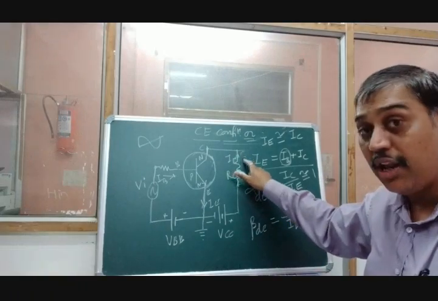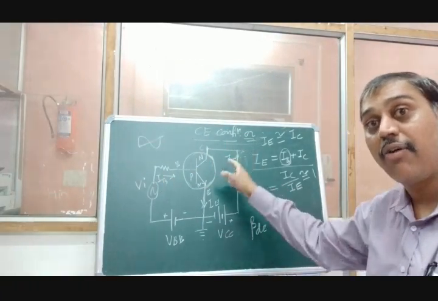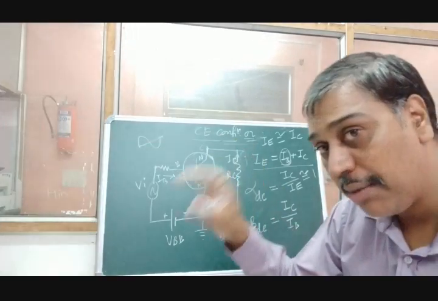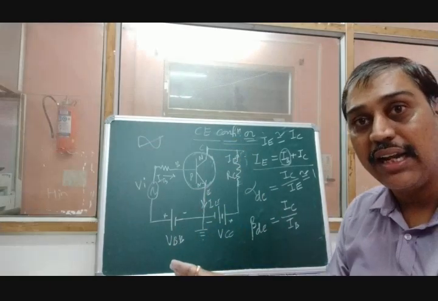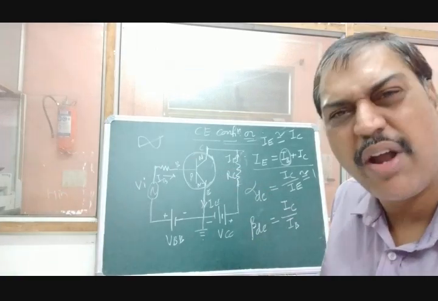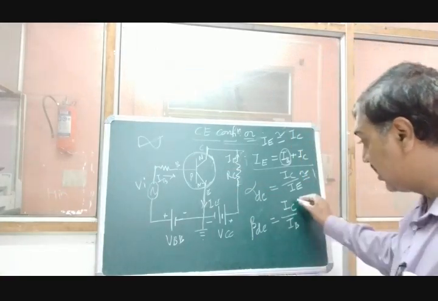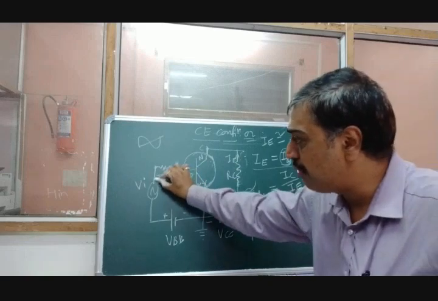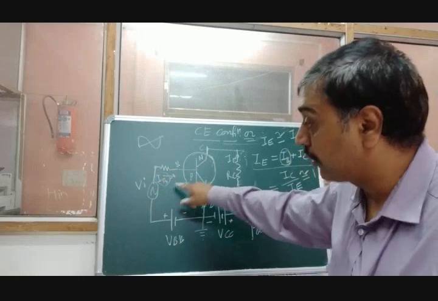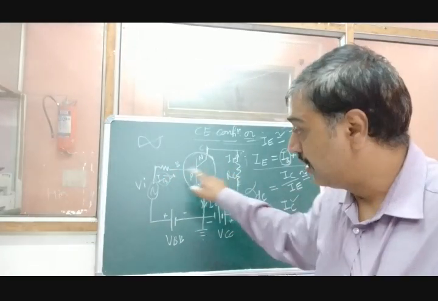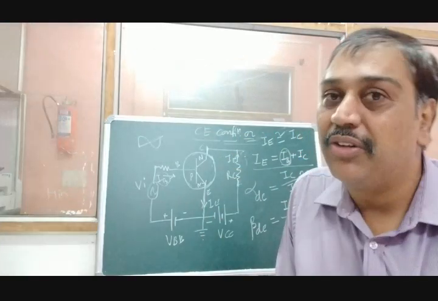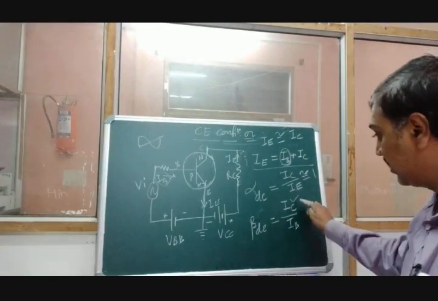What about beta DC? This IC is very large because 95% of electrons get transferred. It's very large. So 95 transfer from the emitter, and already some electrons are there in the collector. So the large number of electrons will create a very large collector current. IB is very small because it is due to only 5 electrons out of 100. This IC is 95 plus the collector region's own electrons. So this IC is very large.